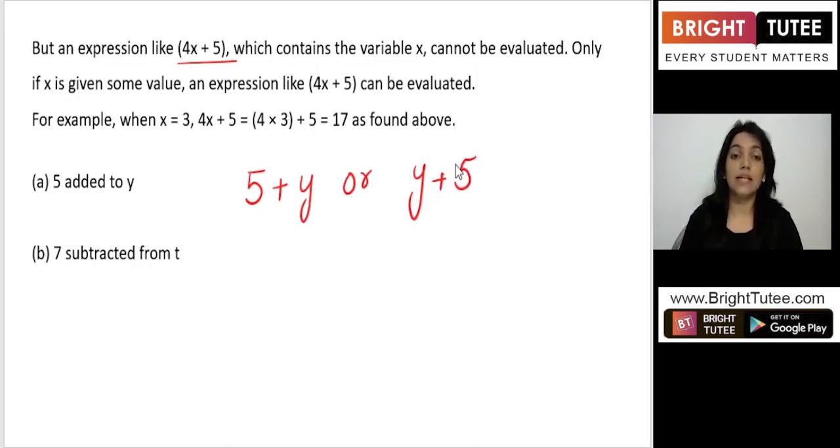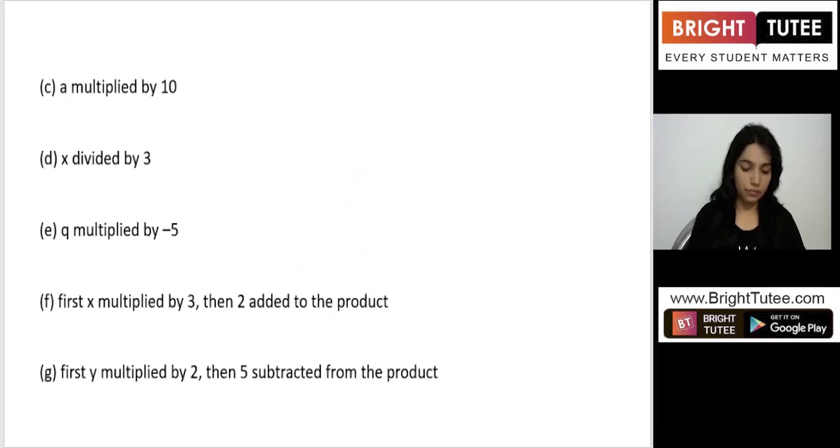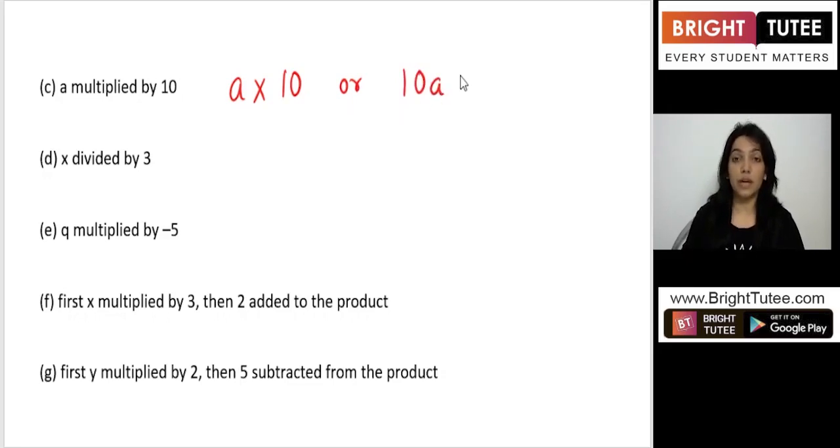Then it is saying 7 subtracted from t. So from t we are subtracting 7, so t minus 7. Moving ahead, here it says a multiplied by 10. So we can write this as 10a. This is going to help us more when we learn the next lesson. So it's very important to remember and learn clearly how we write these expressions given in words, mathematically.